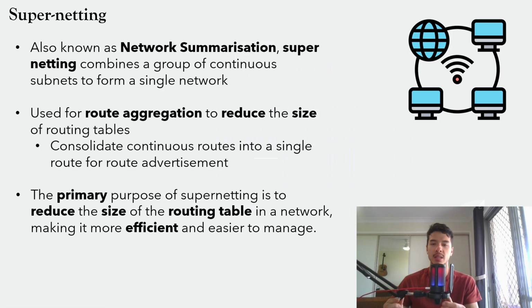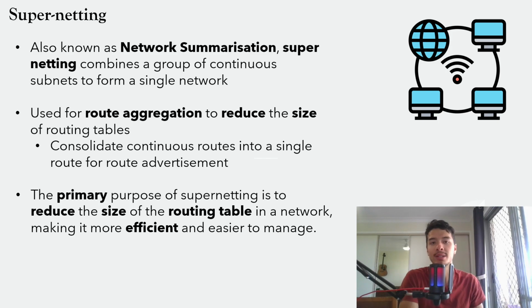Also known as network summarization, Supernetting combines a group of continuous networks, or subnets, sorry, to form a single network. It's used for route aggregation to reduce the size of routing tables, and to consolidate continuous routes into a single route for route advertisement. The primary purpose of Supernetting is to reduce the size of the routing table in a network, making it more efficient and easier to manage.